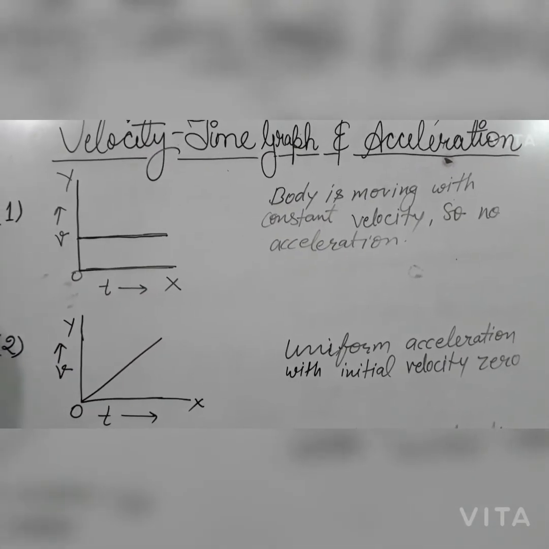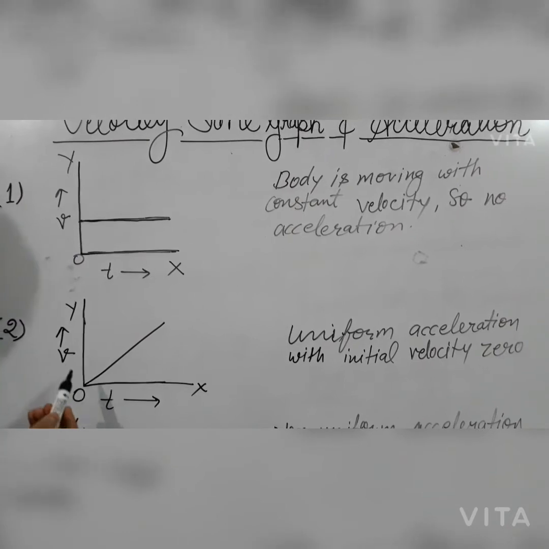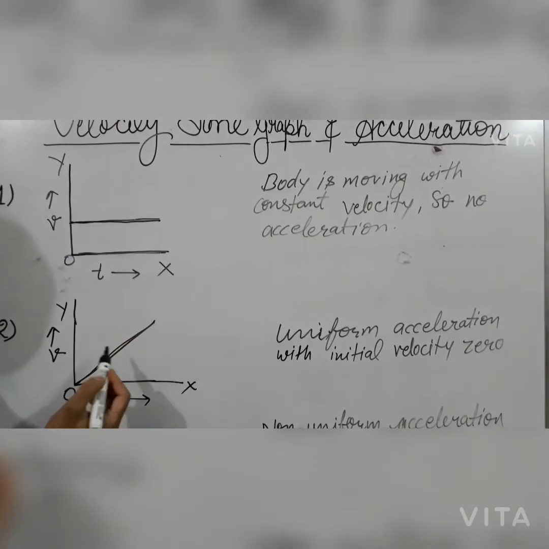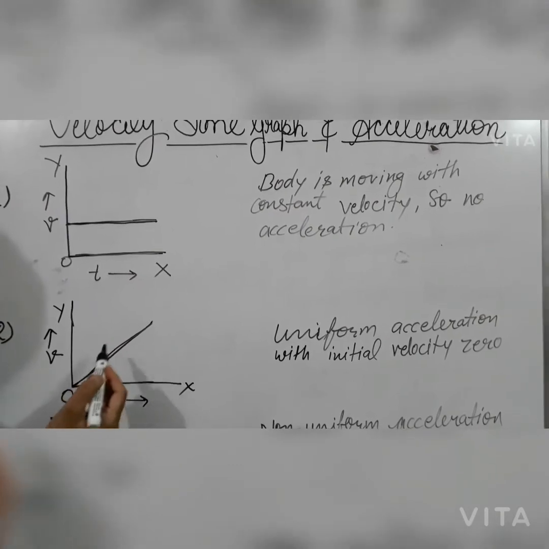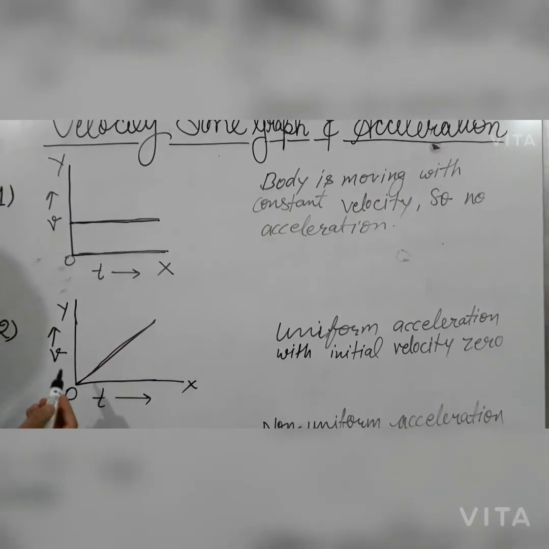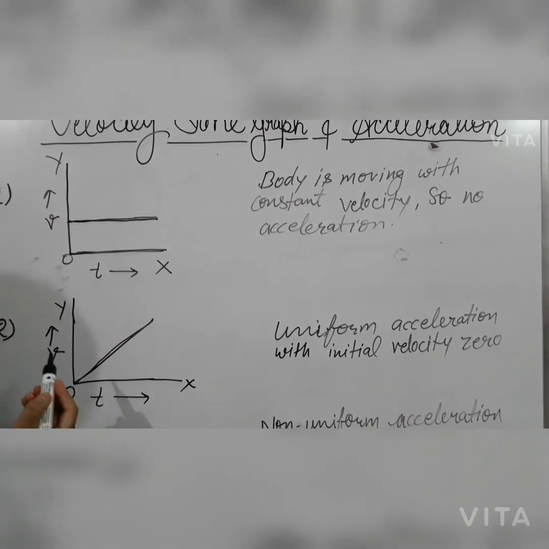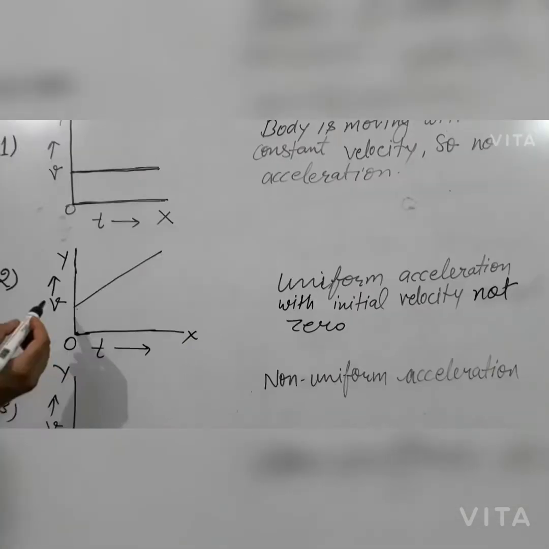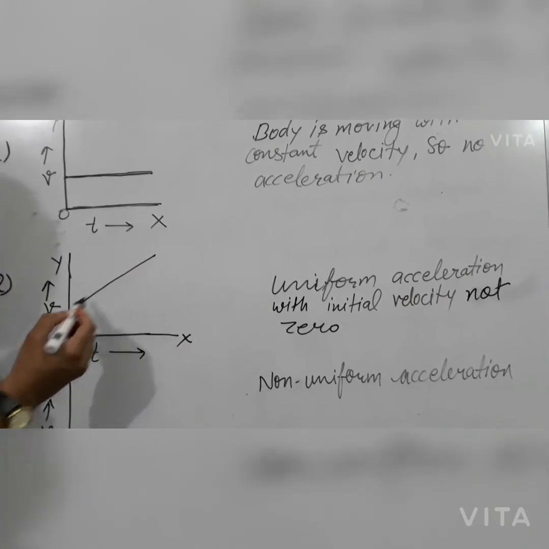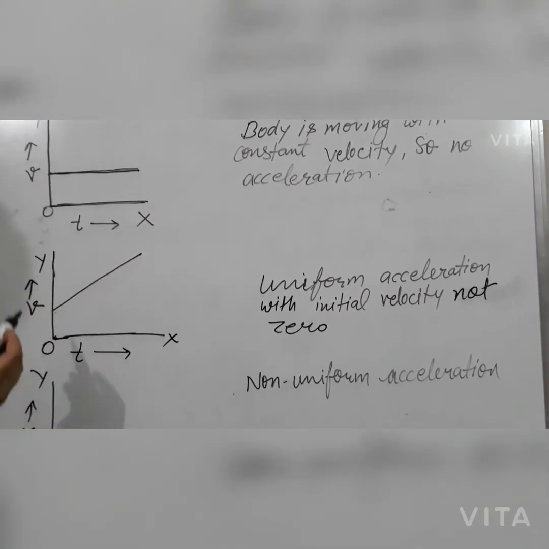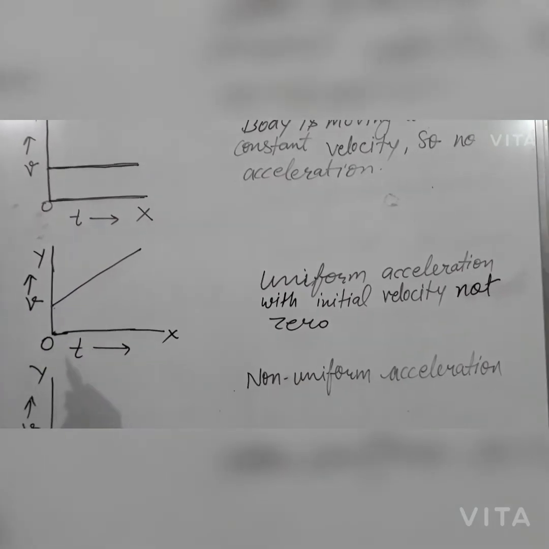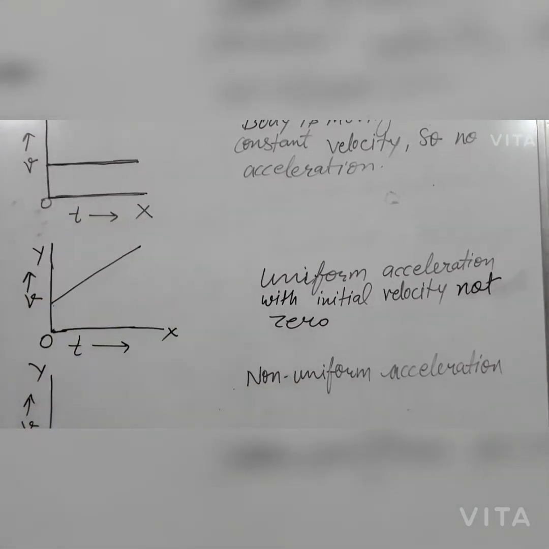In the second condition, if we make a graph between velocity and time and get a straight line, it tells us about uniform acceleration, and the initial velocity will be 0. In this condition, we again get a straight line, but it tells us that the initial velocity will not be 0. So this is also telling us about uniform acceleration.